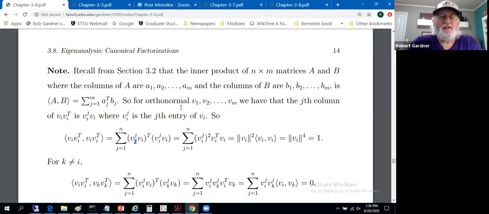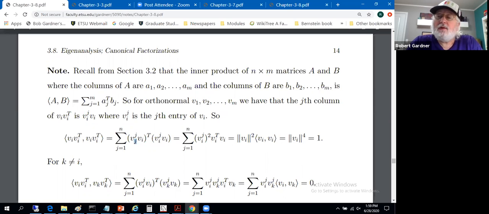We said these vectors are orthonormal. So the inner product will be the norm squared, which we know to be 1, because v1 through v sub m is a collection of unit vectors. So we're getting an inner product of the outer product, v sub i transpose, to be 1.